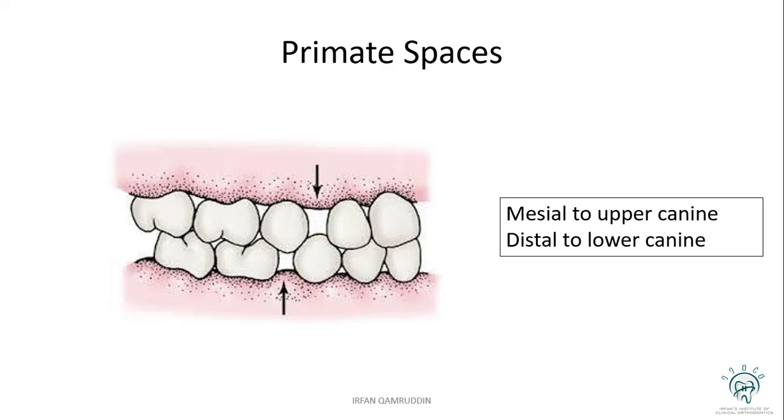This also has so much significance. Hats off to nature that it has given primate space mesial to the canine in the upper arch, because permanent incisors are much wider as compared to the primary incisors, and to accommodate wider teeth, nature has provided space anterior to the canine in primary dentition in the upper arch. And what is the use of space distal to the canine in the lower arch in primary dentition? We will know in upcoming slides.